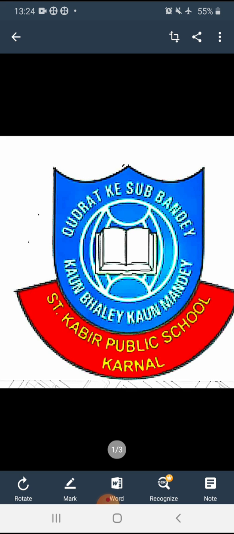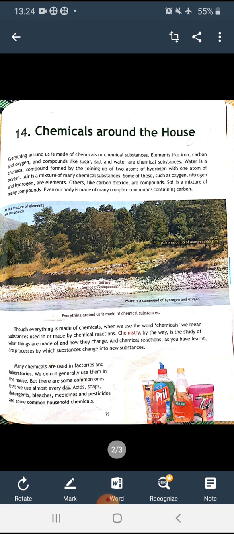As per schedule, your science class is there. So, dear students, we were doing chapter number 13 that we had completed. Hope all of you have completed it in your fair notebook also. So today we will be starting chapter number 14, chemicals around the house. Means chemicals that we are using on a daily basis in our house and around our environment. Right? So everything around us is made of chemicals or chemical substances.